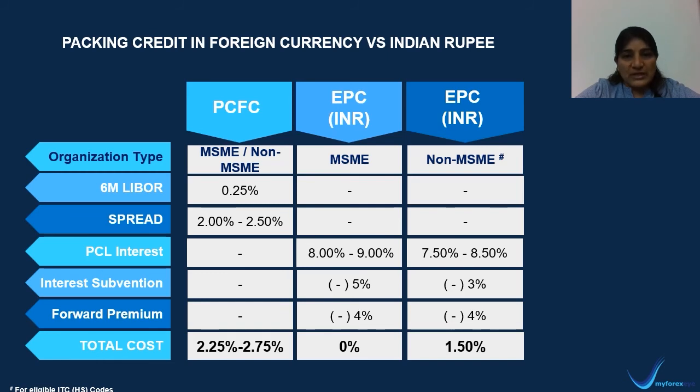Now, when I compare these three, very often, earlier before the subvention was introduced, the PCFC was preferred. But given the current circumstances and the offer by the government, we have the rupee terms for an MSME much more suitable and beneficial, where they're not paying any cost for this particular transaction, whereas the non-MSME also has a reduced cost of 1.5%.